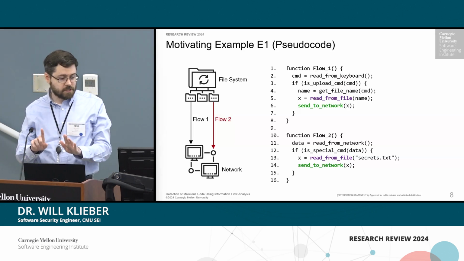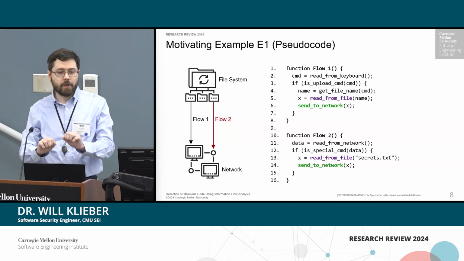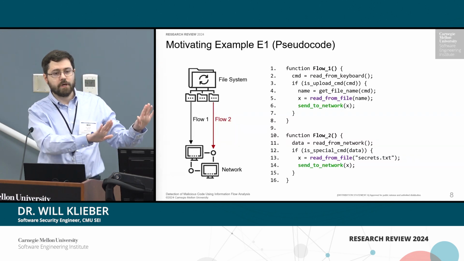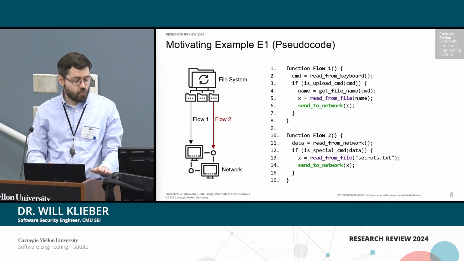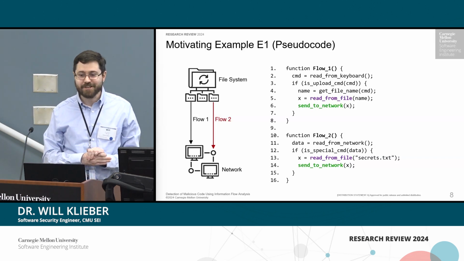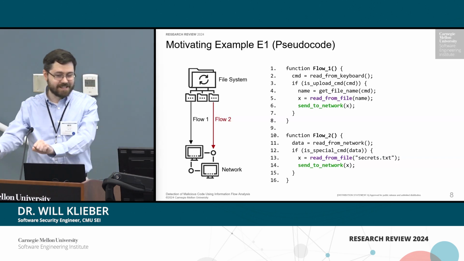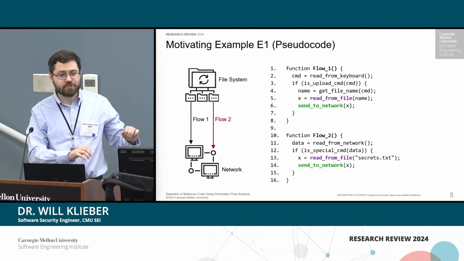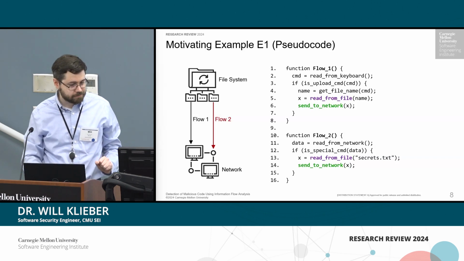So flow 2 is a bit different, even though it's the same source and the same sink. With flow 2, the program listens to a network socket, and if you get a special command, that's on line 12 here, then it reads a file whose name is hard-coded, secrets.txt. So this is beginning to look a little bit malicious. And then it sends that data over the network. So we want to separate those two flows and give the analyst enough information to decide that one is benign and one is malicious.